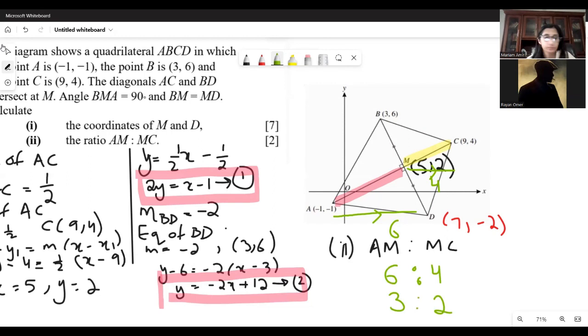Let me check the answer as well. Similarly, you could have compared the upward movement. 3 to 2 is the answer. Okay.